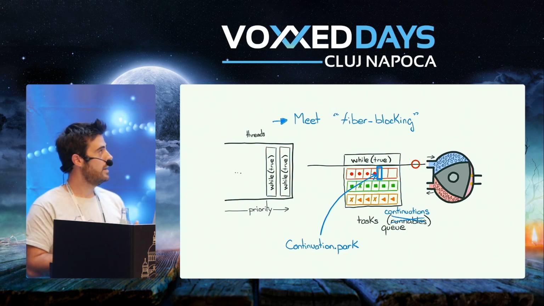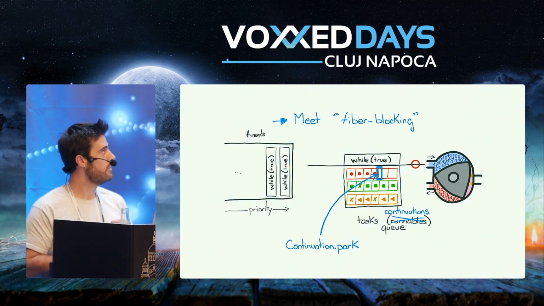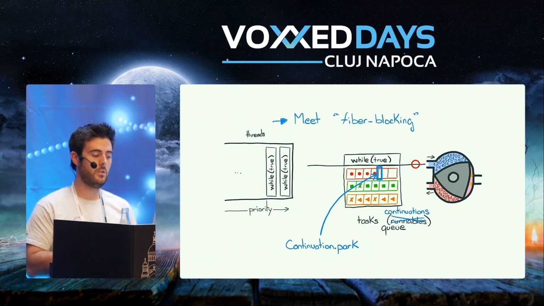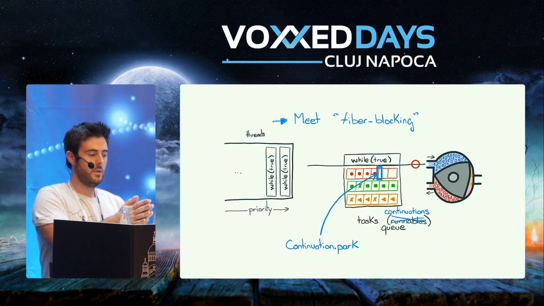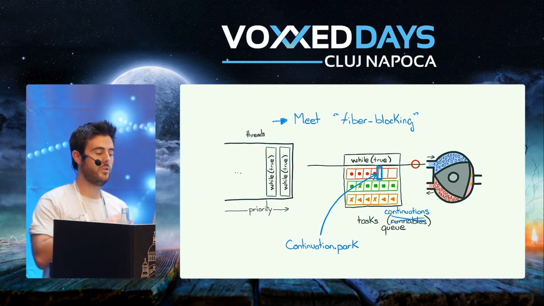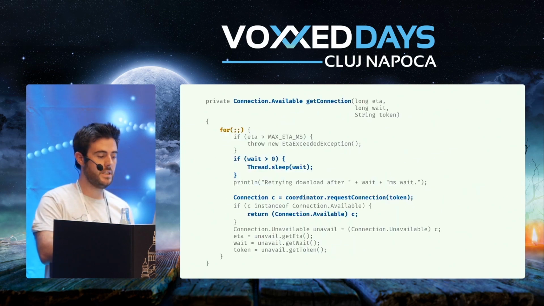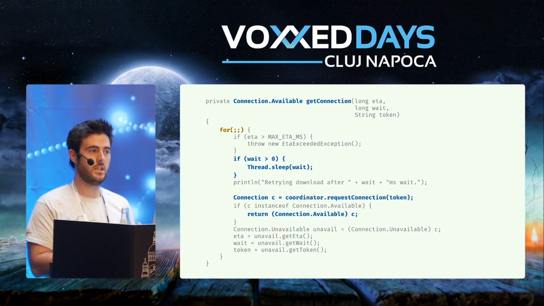And when this continuation reaches an asynchronous non-blocking call, the fibers scheduler, I will use fibers and lightweight threads in the same way in this presentation, is going to park the continuation and give as a callback to this asynchronous method an instruction to resume the continuation when the result is available. So what it gives us is the ability to write code that is synchronous yet non-blocking.